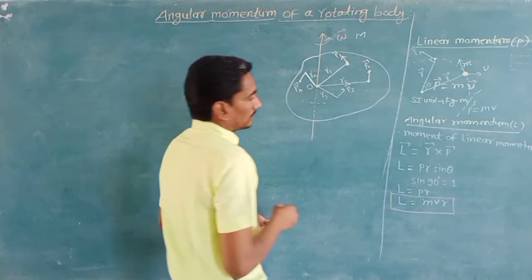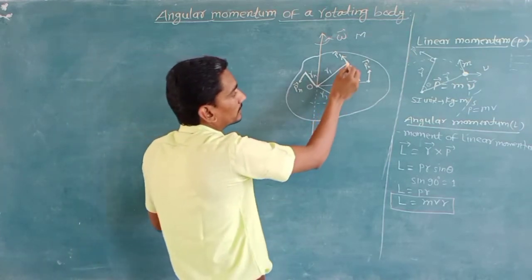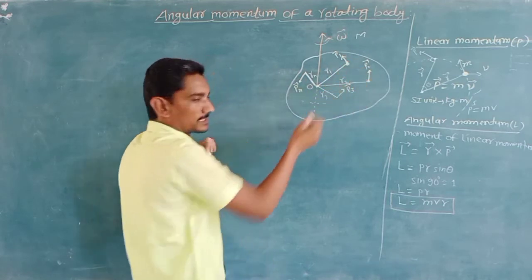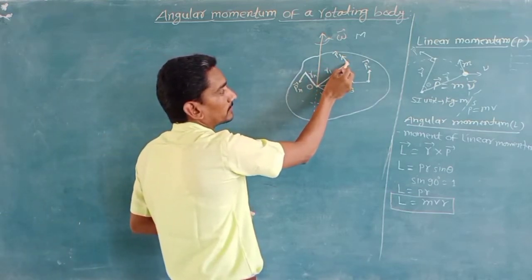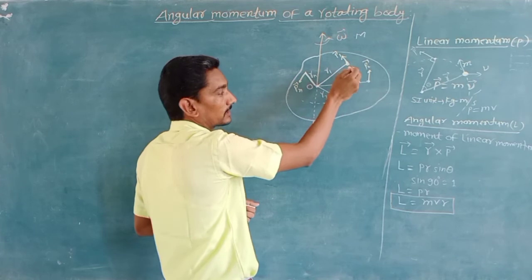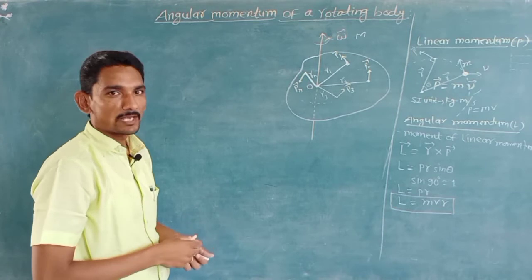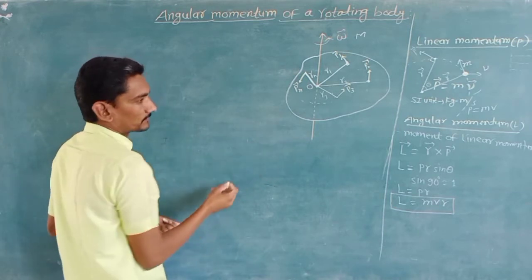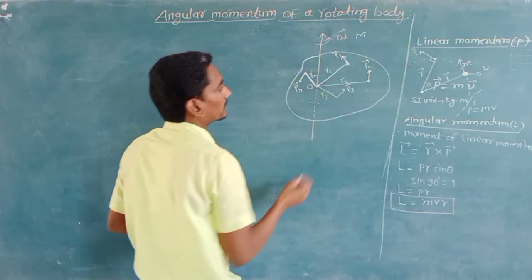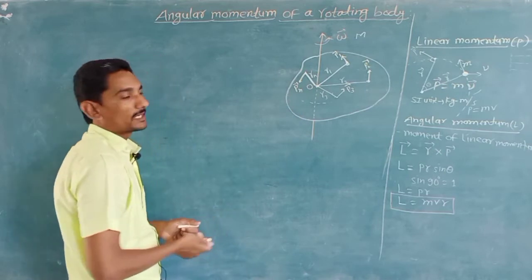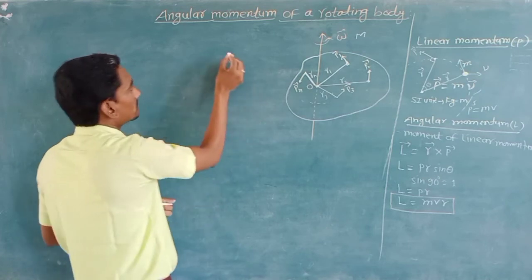Now for calculating the angular momentum, first of all we have to calculate the linear momentum for all these particles, then we can determine the angular momentum. So first we determine the linear momentum, then the angular momentum for each particle, and then we add up the angular momentum of all particles to get the total angular momentum. The object consists of n number of particles. So for the first particle, at perpendicular distance r1 and having linear momentum p1 vector, that is the angular momentum for the first particle.